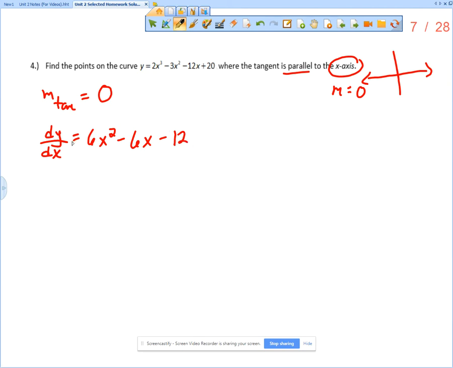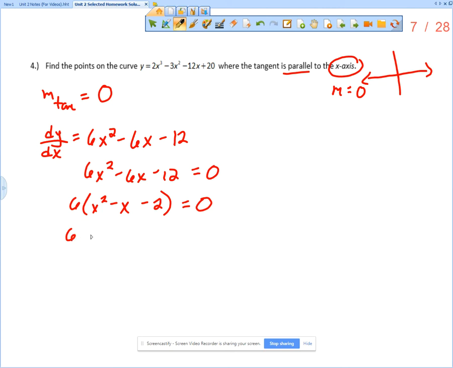Now, this is the derivative. Remember, the derivative is a formula for the slope of the tangent. So what do I want to know? I want to know the points where the slope of the tangent equals 0. In other words, I want to know the values of x for which 6x squared minus 6x minus 12, the derivative, is equal to 0. So now we want to solve. First thing I'm going to do is factor out a 6. So I have x squared minus x minus 2 equals 0.